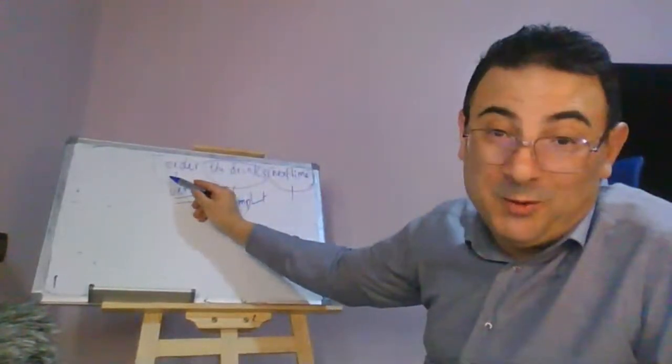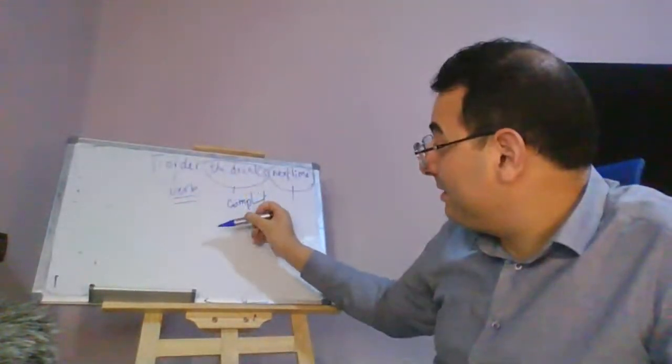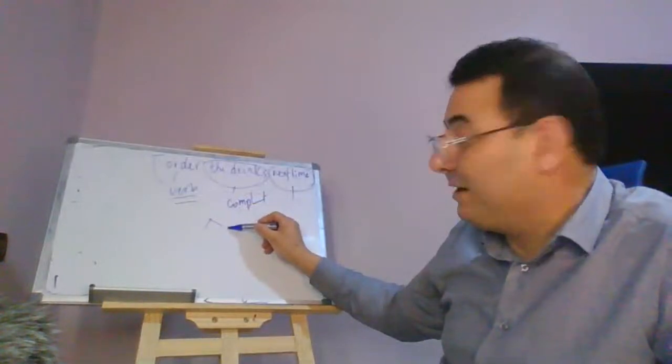Do I have a specifier? No. So I should have something like this, V bar. But I have to stop.